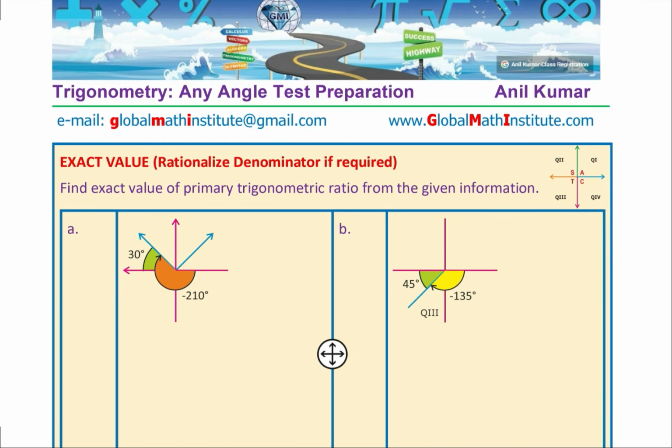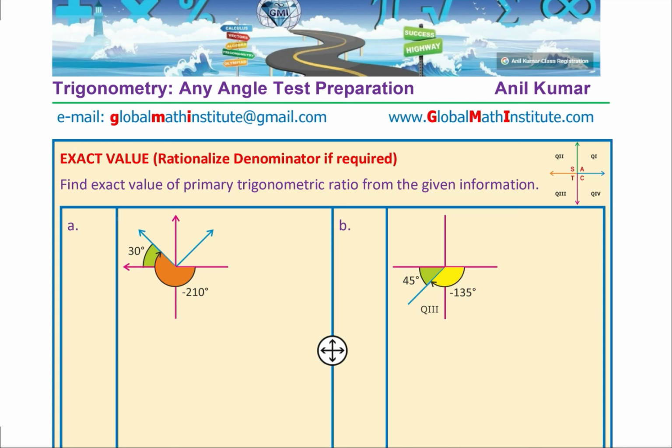Now here is the last question of this exercise. The question here is, find the exact value of primary trigonometric ratios from the given information. So we have minus 210 degrees. I have also worked out the related acute angle, just to make things simpler for you. Since we have come to the end, you must be very tired by now, right? And here is an angle of minus 135. We would like you to find the exact primary trigonometric ratios from the given information. Correct.